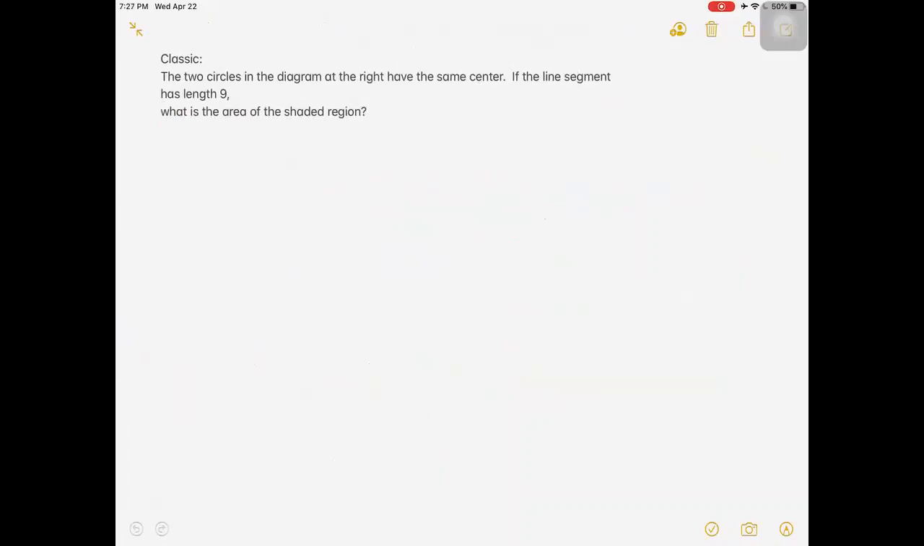It says two circles in the diagram. I'll draw the diagram later. But it says two circles in the diagram have the same center. And if a line segment has length 9, what is the area of the shaded region? I'll just draw this real quick. You guys can look at my masterpiece. So basically the question has two circles with the same center.